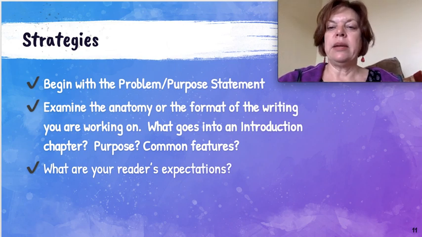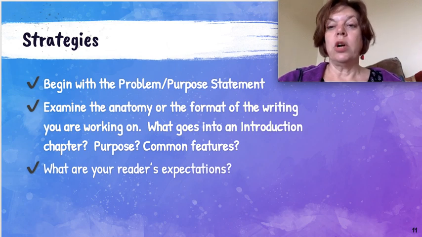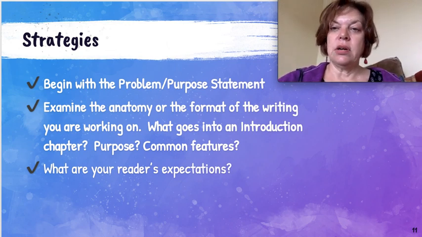examine the anatomy or unpack the format of the writing that you're doing. So if you're working on the literature review, what would go into a literature review? What concepts do you need to unpack? What argument will you make? Is there a counter argument? Can you group the literature into debates? How would you situate yourself within that debate? So unpack what would go into that particular section or chapter.